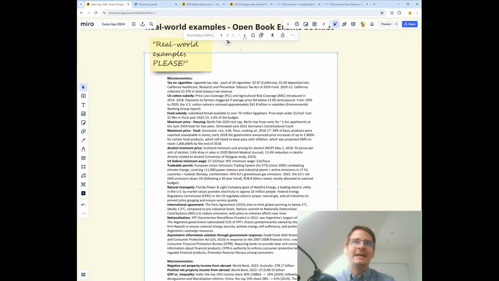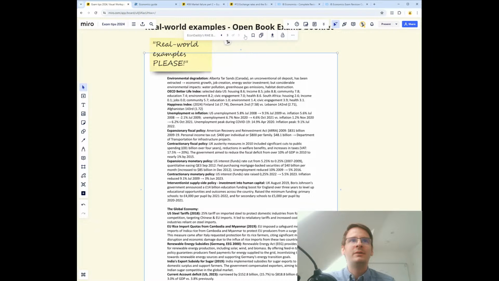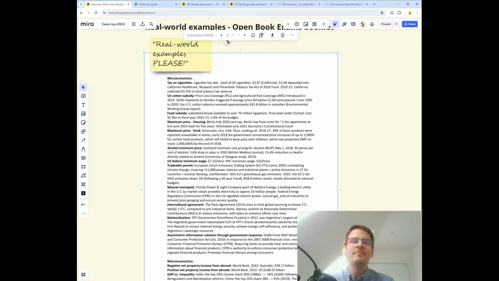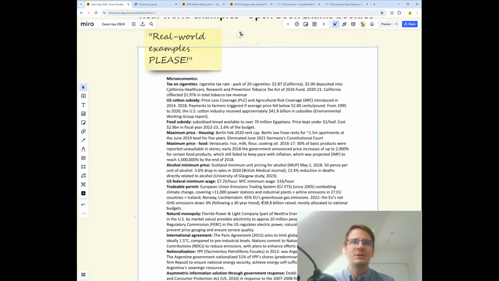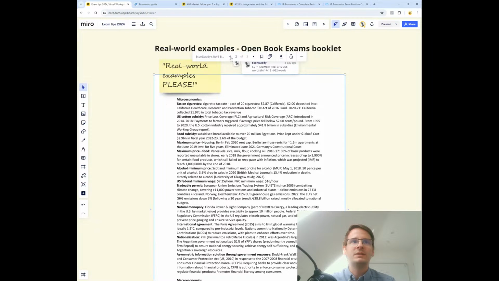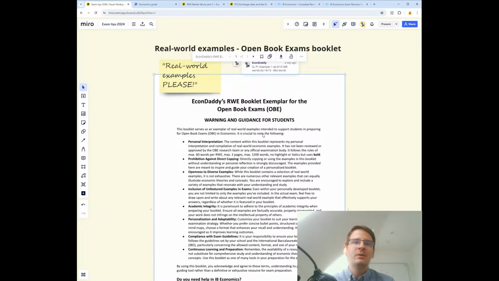The rules state that it must be 2 pages long maximum, and maximum 60 words per real world example, and the word count should be roughly 1,200. You can't even use bold. You see, I didn't do it accordingly. I'm using bold because otherwise it would be unreadable. But this real world example booklet hopefully will also help you.